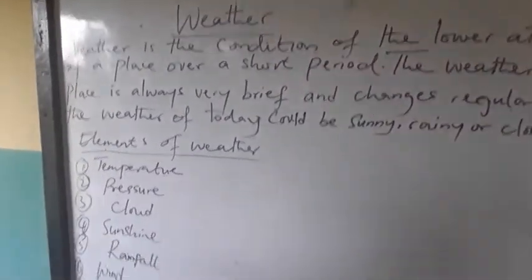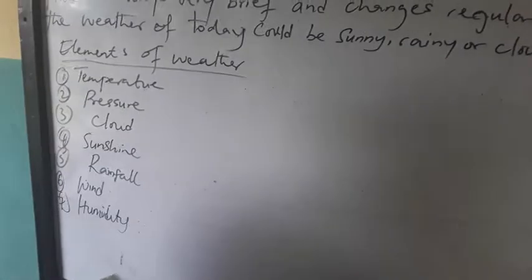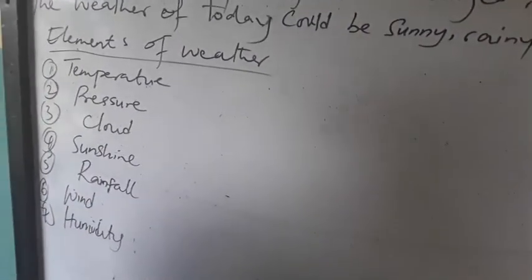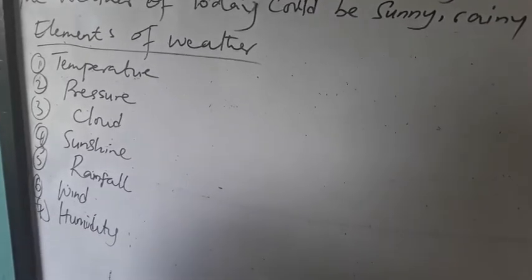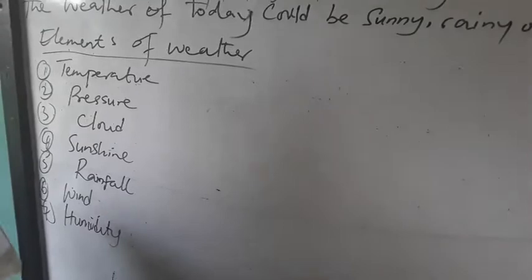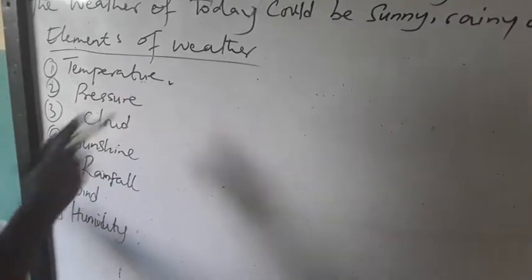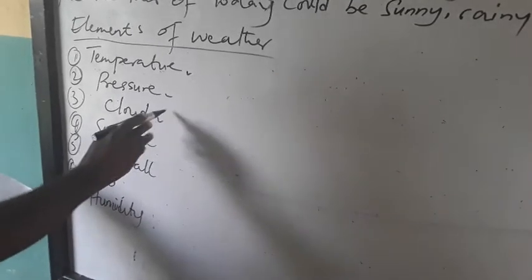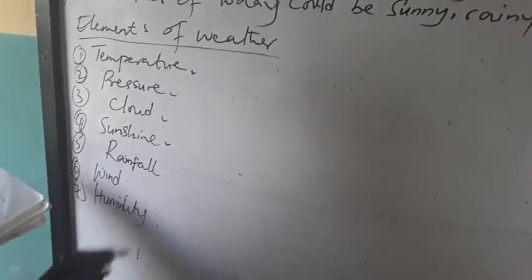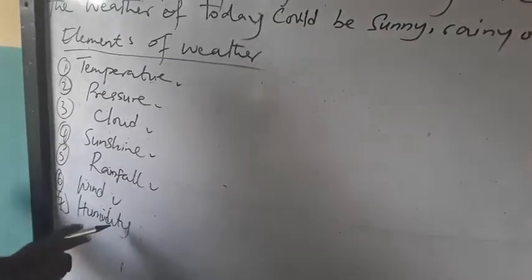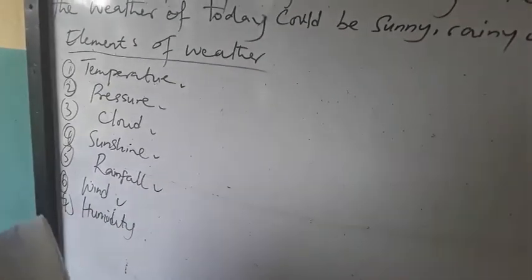Furthermore, we are going to look at the elements of weather, because weather on its own has some elements that aid it to change regularly, as you know. Firstly, on the board, we have temperature. Secondly, we have pressure, cloud, sunshine, rainfall, wind, as well as humidity, or you may call it relative humidity.